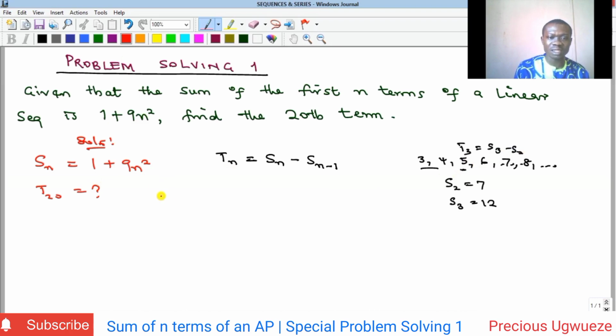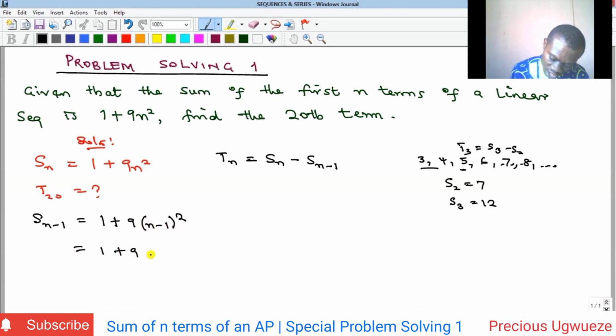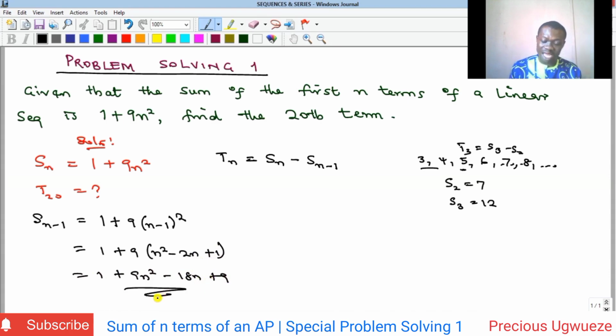Okay, so let's look at that. Now, Sn is given as this. So can we find Sn minus 1? What would be our Sn minus 1? Sn minus 1 would just be a substitution of n as n minus 1. So anywhere we see n, we remove it and put n minus 1. If we open this bracket, if you square this, that will give us n squared minus 2n plus 1. And then that will give us 1 plus 9n squared minus 18n plus 9. So this is our Sn minus 1.